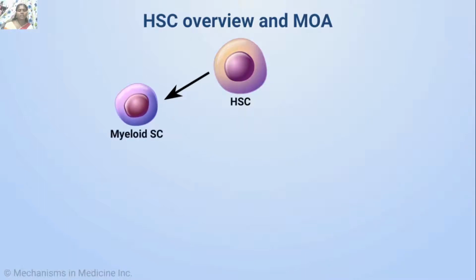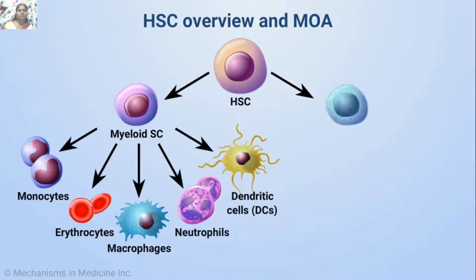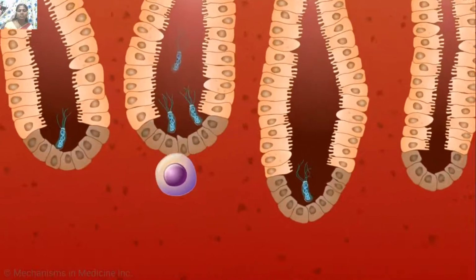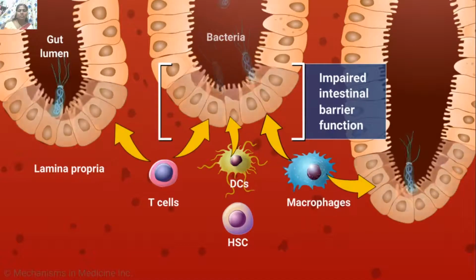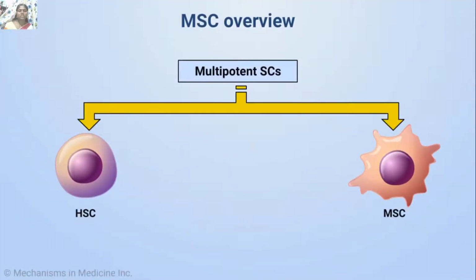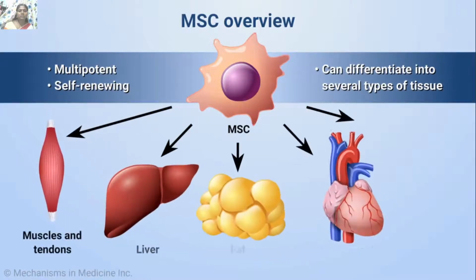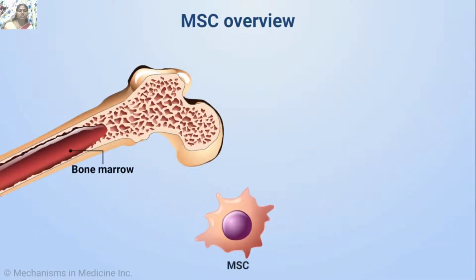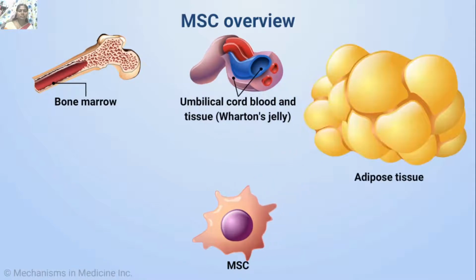HSCs are progenitors of both the myeloid lineage, monocytes, erythrocytes, macrophages, neutrophils, and dendritic cells, and the lymphoid lineage, T cells, B cells, and natural killer cells, and are capable of migrating to damaged tissue and differentiating into immunomodulatory cells in order to restore normal gut mucosal barrier function and reduce inflammation. Like HSCs, MSCs are also multipotent self-renewing cells that are capable of differentiating into several types of cells and are present in various tissues of the body. MSCs can be isolated for clinical application from bone marrow, umbilical cord blood and tissue, Wharton's jelly, or adipose tissue.